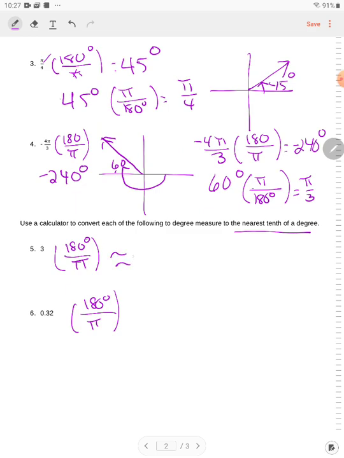So that's approximately 171.9 degrees. We do 0.32 times 180, divide by pi, that's approximately 18.3 degrees.